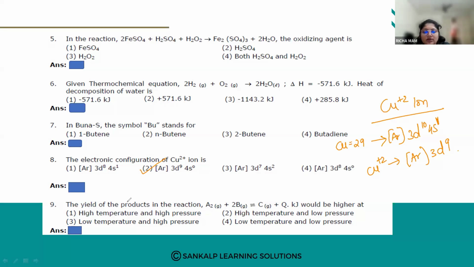The yield of the products in the reaction A2 gaseous plus 2B gaseous, there is an equilibrium sign, giving you the product C gaseous plus Q kilojoules, would be higher at: first option, high temperature and high pressure; second option, high temperature and low pressure; third option, low temperature and high pressure; fourth one, low temperature and low pressure.